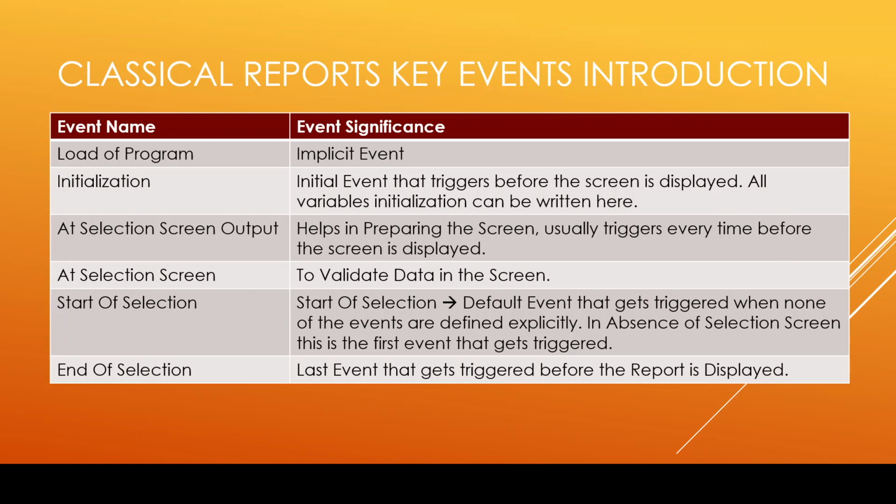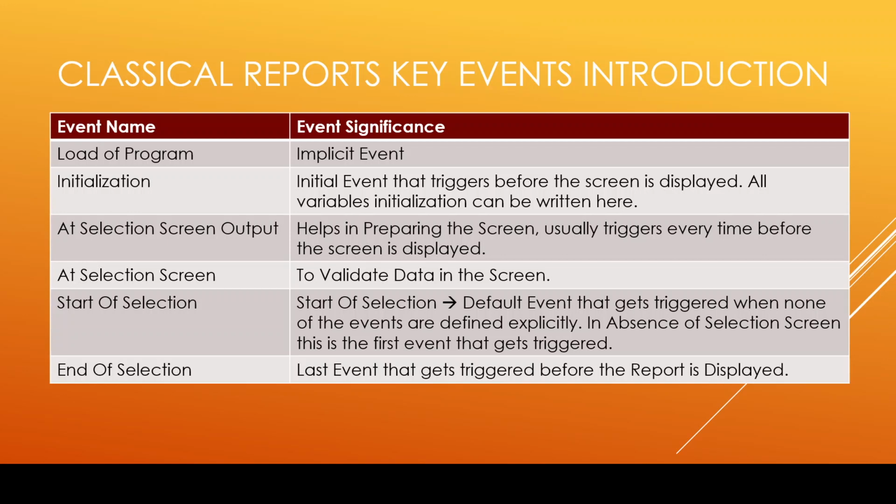So this is an action that's performed on the screen element. Whenever there is an action performed on a screen element, we expect the screen to be modified, and at this point the AT SELECTION-SCREEN OUTPUT is triggered. Any changes to your selection screen are reflected through this AT SELECTION-SCREEN OUTPUT.